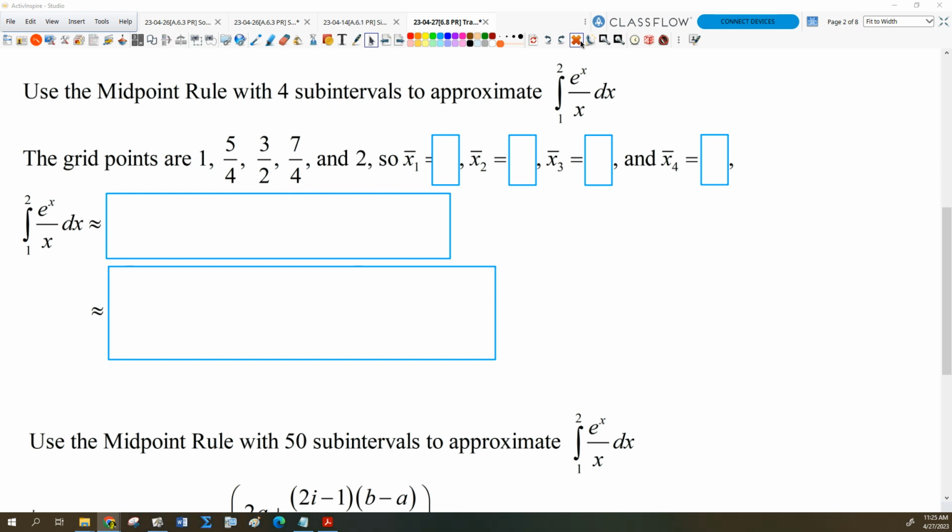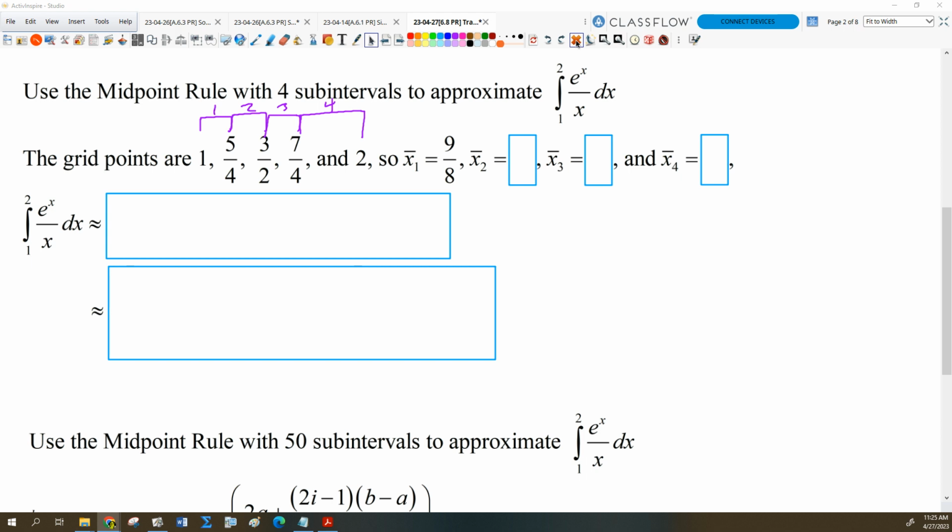Everybody see that? So if I want to keep track of where the subintervals are, the first subinterval goes from there to there. The second one goes from there to there. Third one goes from there to there. And the fourth one goes from there to there, right? So if I want the midpoints of each of those, what's the midpoint of the first one? What's halfway between 1 and 5/4? 9/8, right? Between 8/8 and 10/8 would be 9/8.